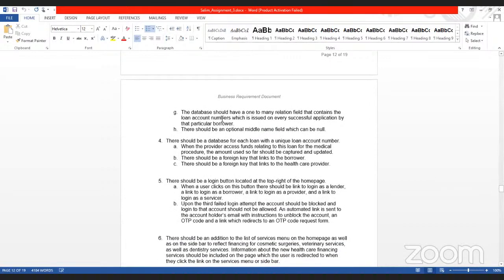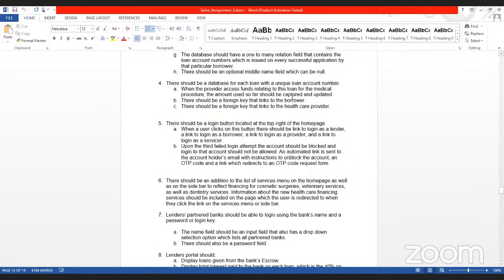The loan account numbers, as I mentioned, should also be there. And then an optional middle name field, which can be null. As I said, there should be a loan account number on every new loan generated, which will also be a database, and there will be links to the borrower, the healthcare provider who is taking care of this particular loan, as well as all the transactions done on that loan account number.